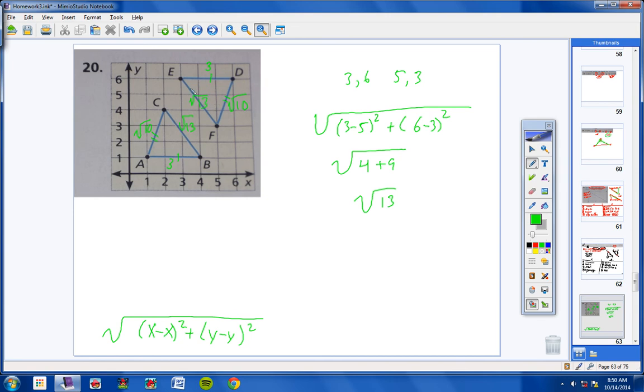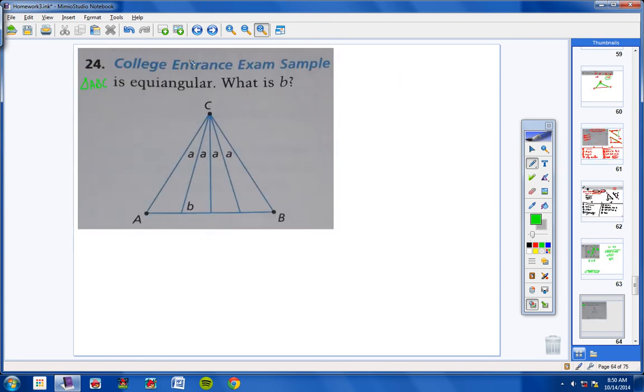So yes, we can put 3 slashes here, 3 slashes here. Yes, we can state these two triangles are congruent. By what reason? Side, side, side. 3 sides of one triangle are congruent to 3 sides of a second triangle, okay? All right, moving on to number 24.